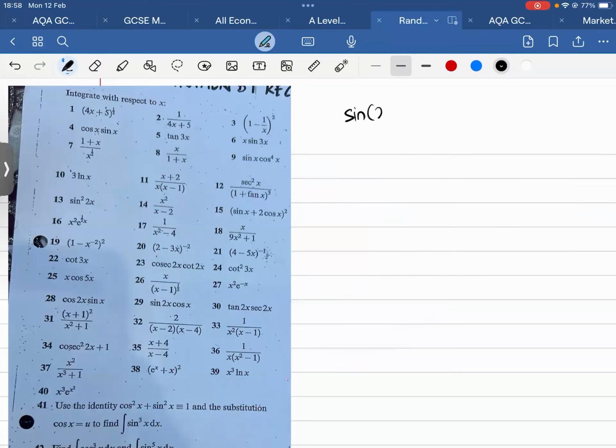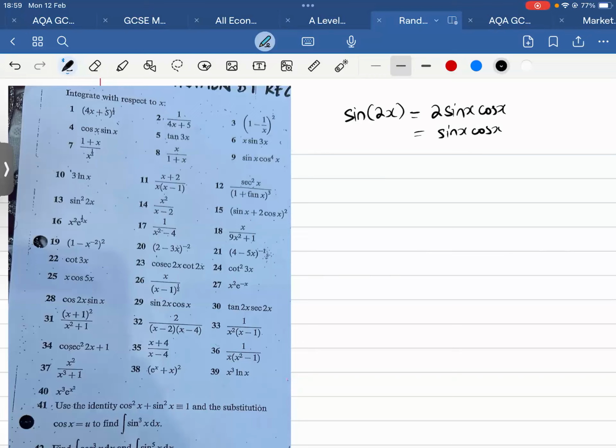So sine 2x equals, do you know what that equals? Is it 2 sine x cos x? 2 sine x cos x. Perfect, 2 sine x cos x. If we know that sine 2x is 2 sine x cos x, then sine x cos x is equal to, if 2 sine x cos x is sine 2x, what would just 1 sine x cos x be?